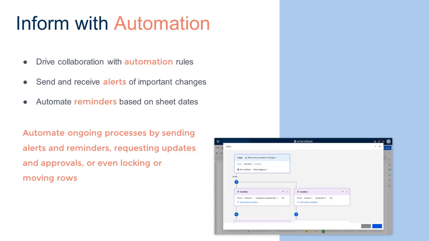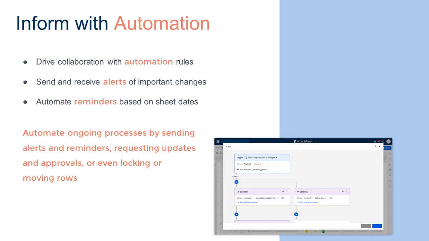There are multiple ways that you can set up automation. So you can tell Smartsheet if a specific action happens in my sheet, notify myself or notify specific people. You can remind based on dates that are in your sheet or on a recurring schedule. And you can even request information. So if you want someone to update a row, sending an update request, or if you need to set up an approval workflow, all of that can be done with automation.